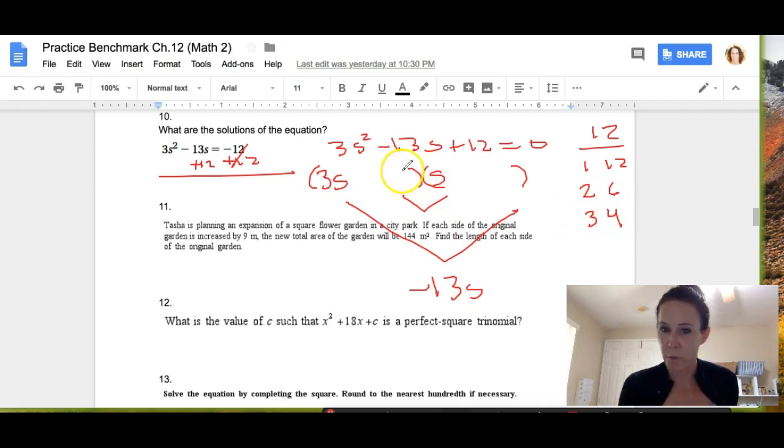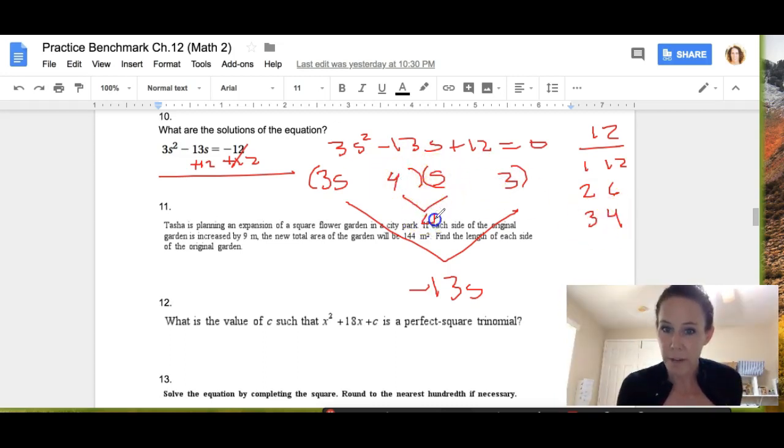I'm going to go with 3 and 4. Now, which place do I put it? 3 here and 4 here, or 4 here and 3 here? Sometimes I just put them there and see if it works. If I put a 4 here and a 3 here, I'm guessing, okay, let's see what I get.